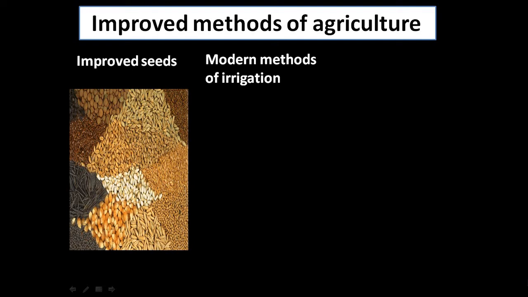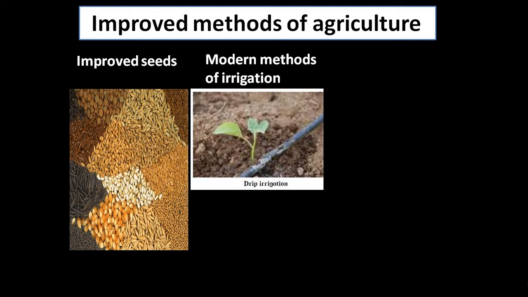Now let's talk about the modern methods of irrigation. Crops grow well if they are watered at the right time. Water from rivers, lakes, and wells is used for irrigation in addition to rainwater. Greater quantities of water are stored by building dams and bunds on rivers to obstruct the flow of water downstream. This also helps to raise the levels of groundwater.